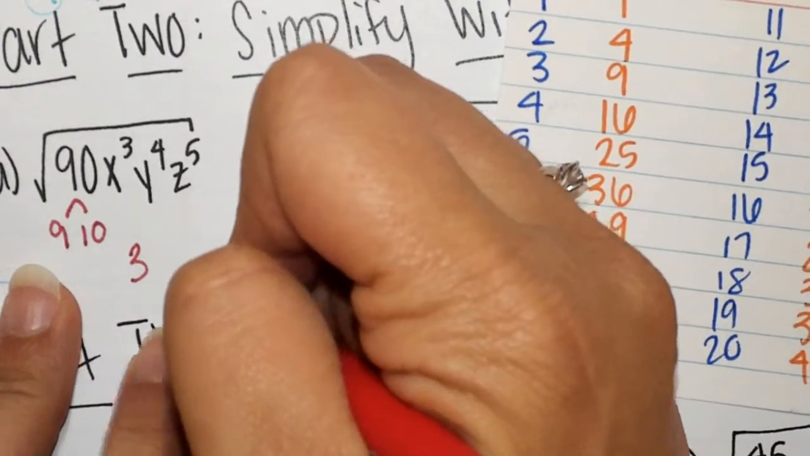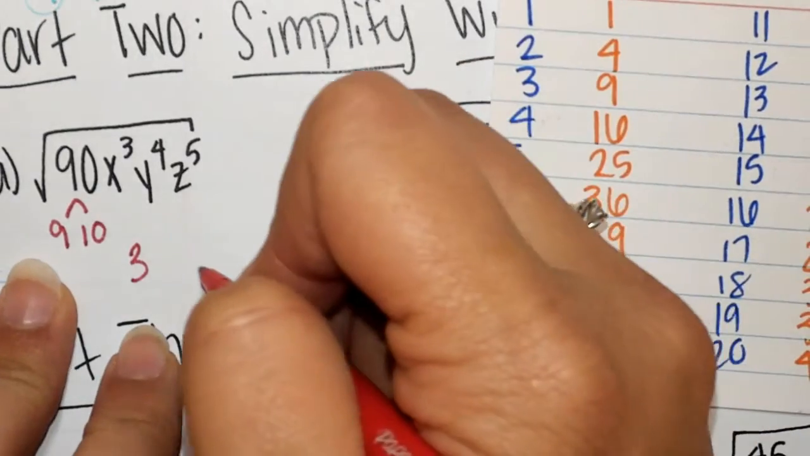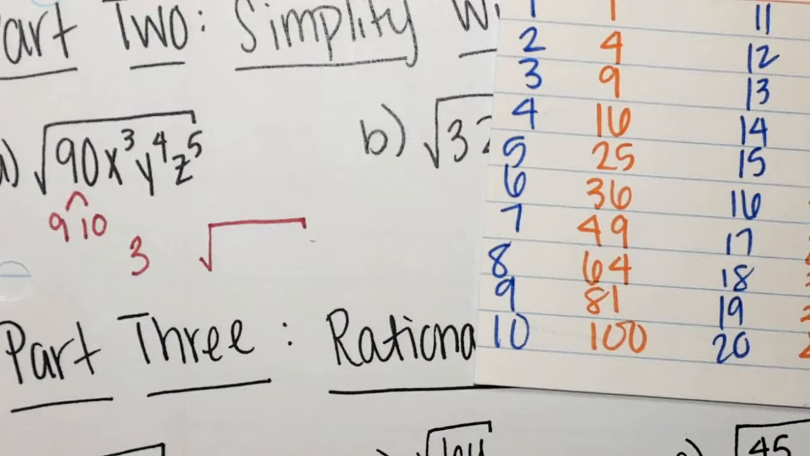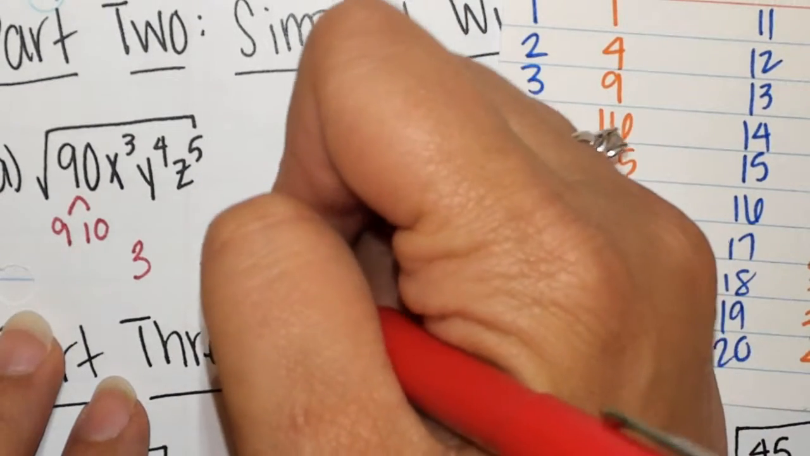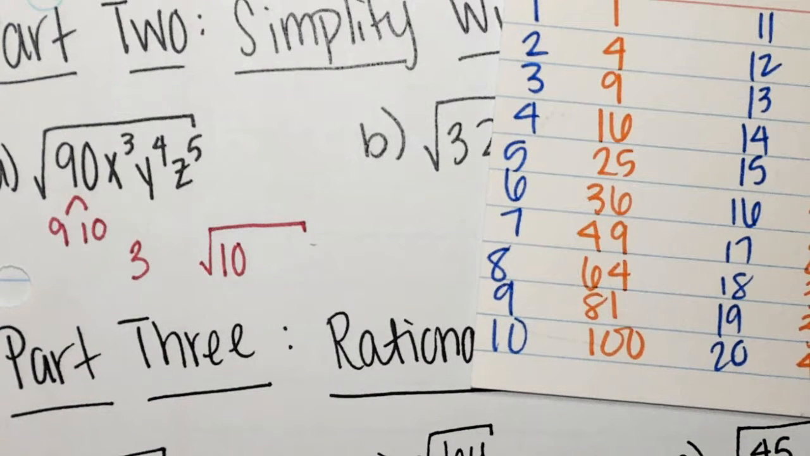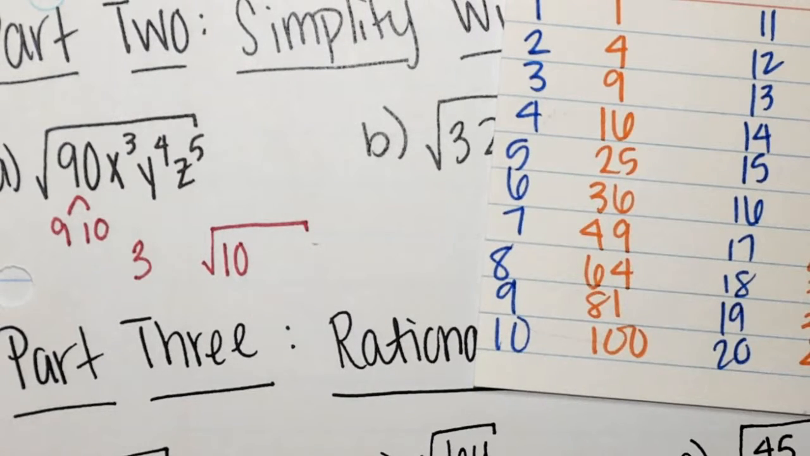So we're going to have 3. And we're going to leave some space so that we can write our variables because they're going to have to come to the outside, and we're going to write our radical. Now, what stays under the radical? The 10 stays under. Does everybody see where we got 3 and 10 from? Before we go any further. Does anybody not see? Speak now or forever hold your peace.